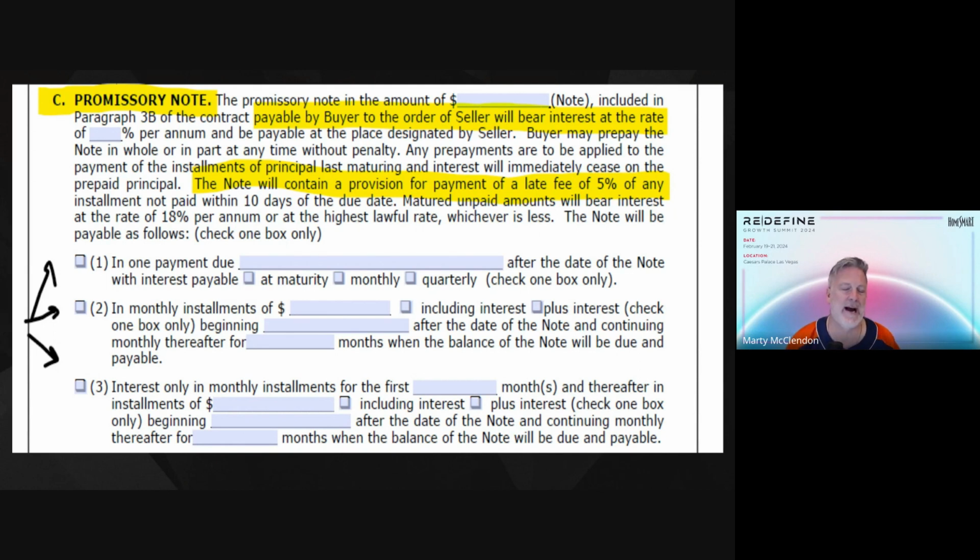Or 3, which happens a lot for investors. It says interest only monthly installments for the first so many months, and then installments of what, including interest, plus interest. You have choices here. So do you want to do an interest-only loan? So the investor oftentimes will do a 2-year interest-only, sort of amortized over 30. So the payments divided over 30, but the first 2 years they'll do interest-only, no principal.